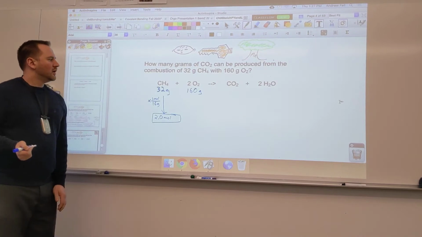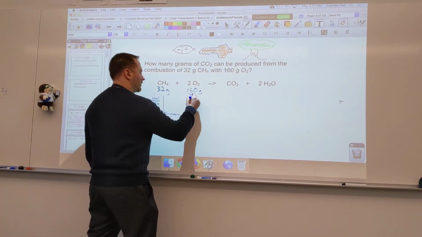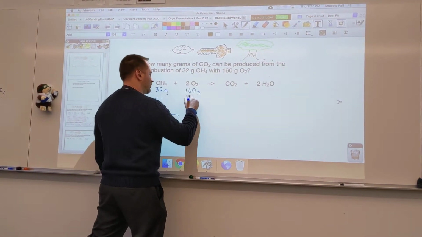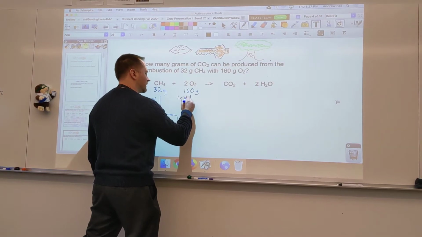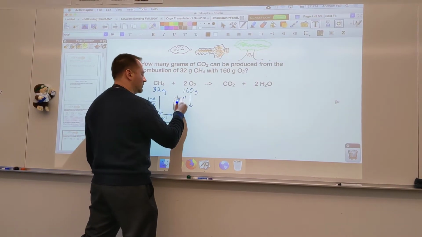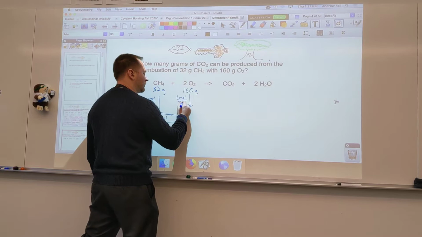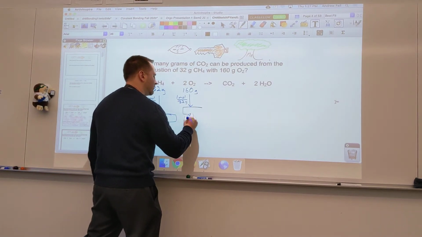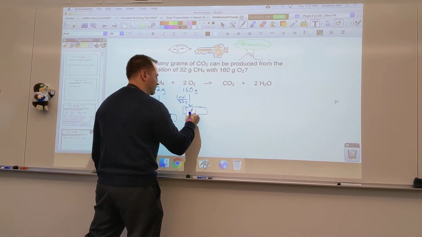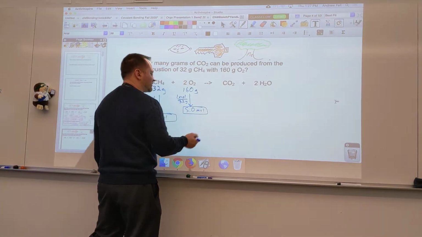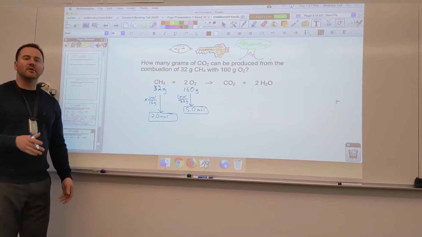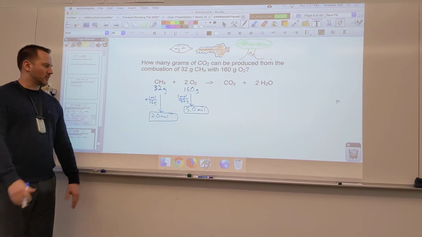of methane. Now, for the oxygen, when we're converting that to moles, 1 mole of oxygen, and keep in mind this is a diatomic element, that's going to weigh 32 grams. So that means we have 5 moles of oxygen. So there's 2 ways you could approach it from here, and I'm going to approach it one way and I'll talk about the other way after.